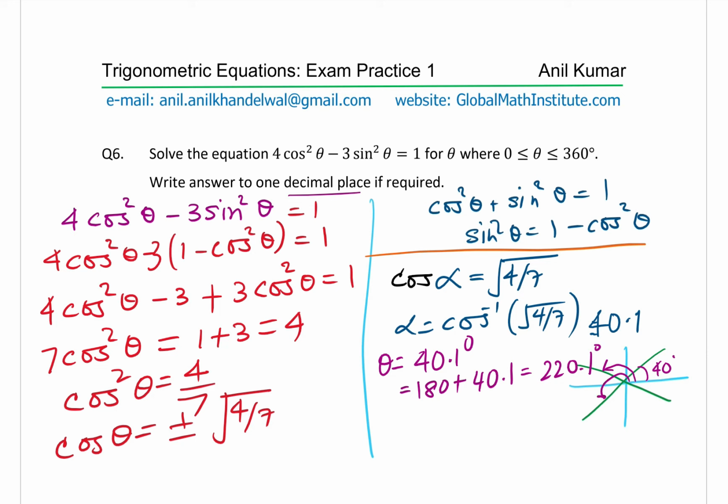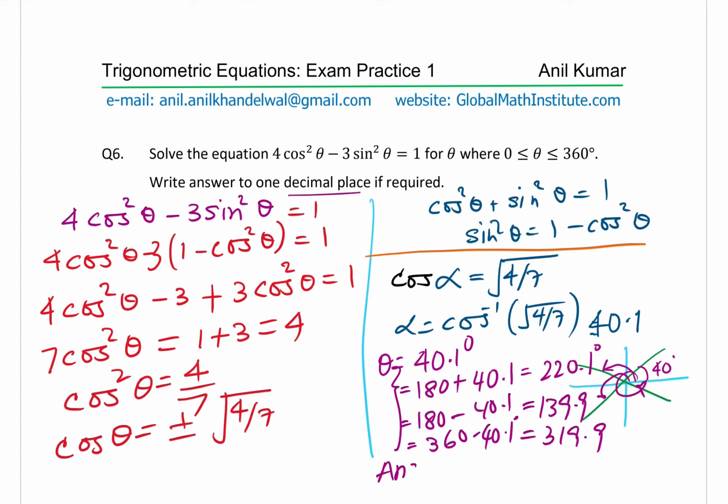I missed one here, which is 180 minus 40.1, which is 139.9. And then we have 360 minus 40.1. So we also have 360 minus 40.1 degrees, correct? Taking 40 will give 320, but this is 319.9, correct? So we get all these answers. So we get 4 answers here as expected.